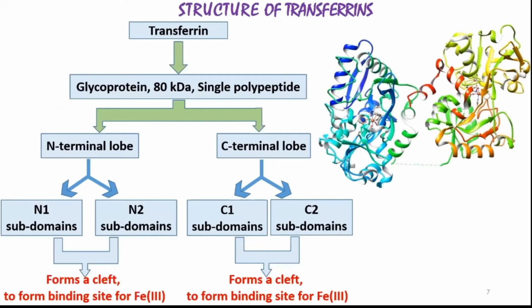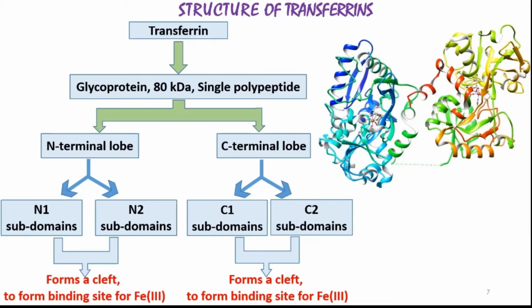The structure of a transferrin. Transferrin is a glycoprotein. It has a single polypeptide, which we divide into an N-terminal lobe and a C-terminal lobe. Each lobe is again subdivided into subdomains. In the N-terminal lobe, we call them the N1 and N2 subdomains. In the C-terminal lobe, we call them the C1 and C2 subdomains. And these subdomains form a cleft.